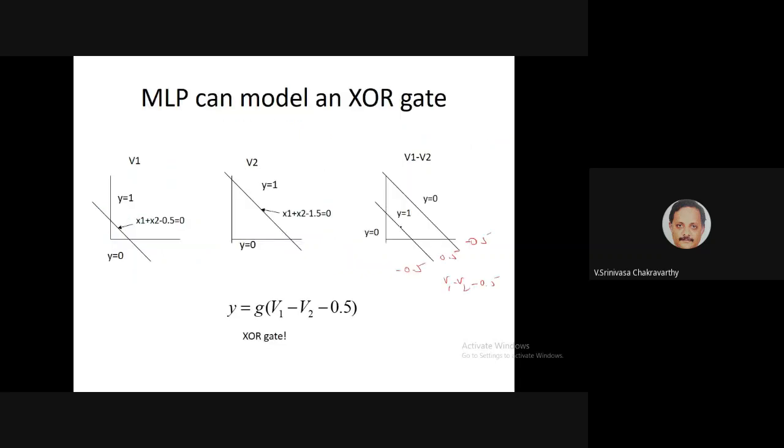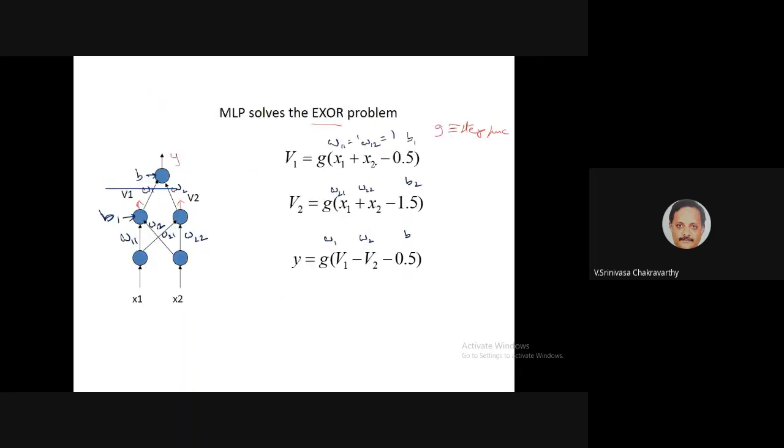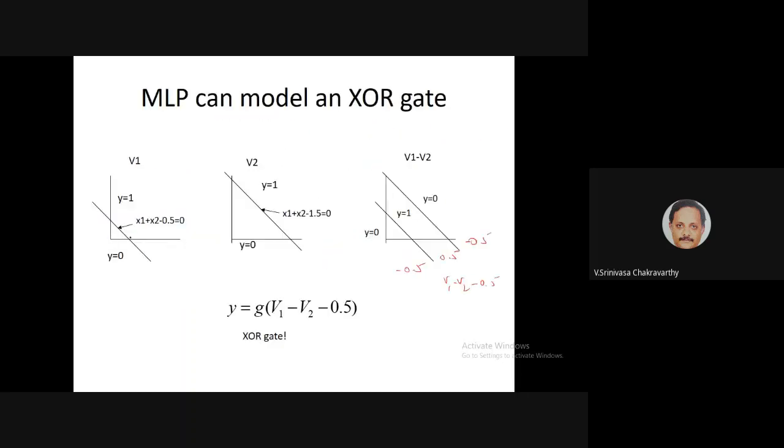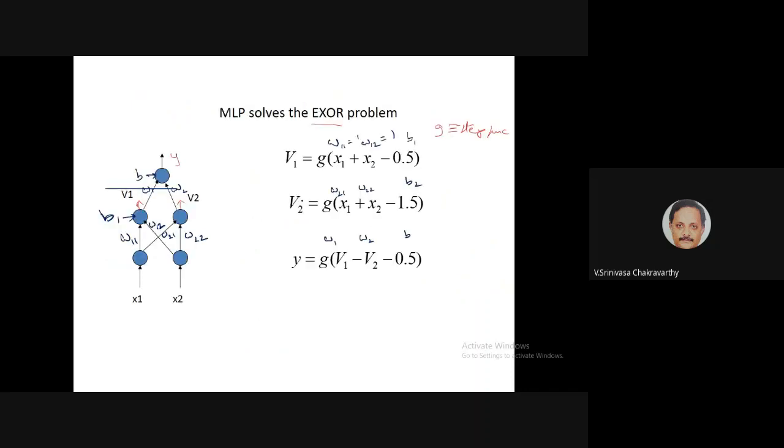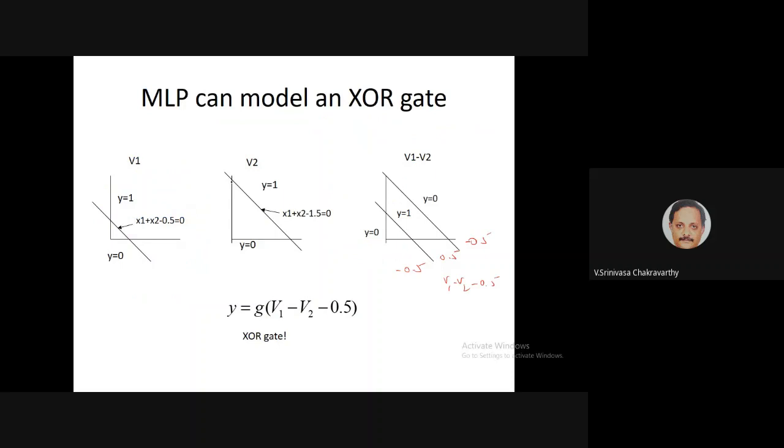So why did I do this? Let's look at this. V1 is given by x1 plus x2 minus 0.5. That's basically your OR gate, so your separator is something like this. V2 is x1 plus x2 minus 1.5. That's like your AND gate. The separator is somewhere here.